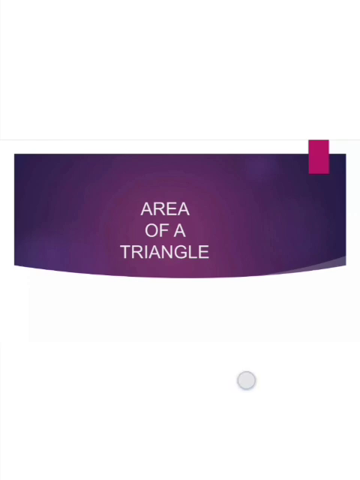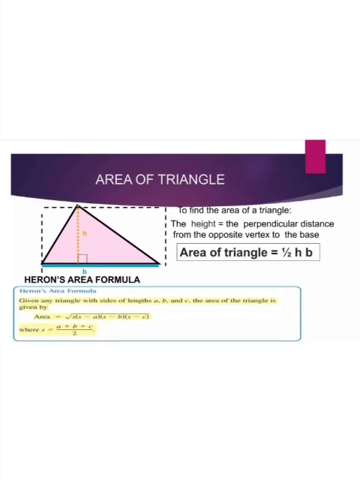Area of a triangle. To find the area of a triangle, the height is equal to the perpendicular distance from the opposite vertex to the base. The area of a triangle formula is half into height into base.